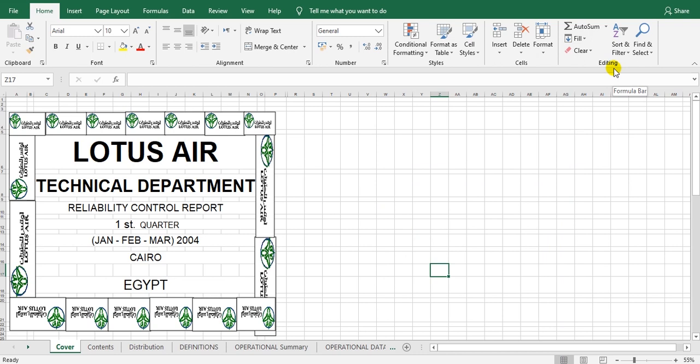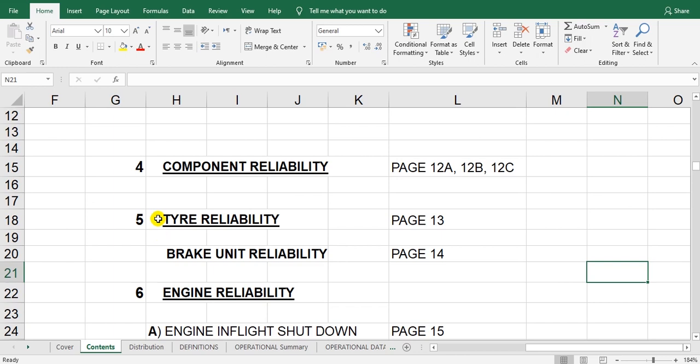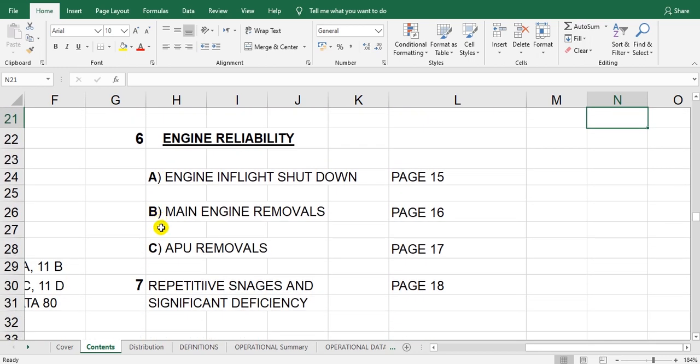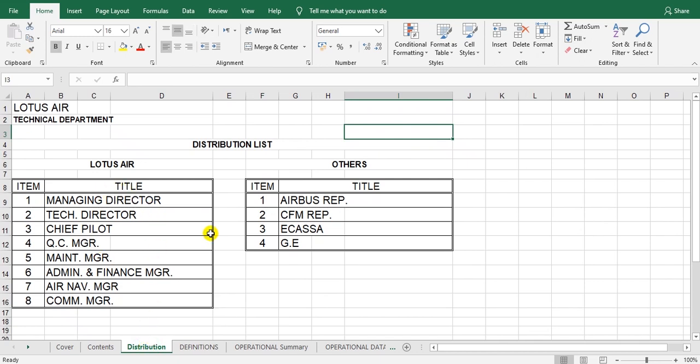I will continue to explain the reliability report. This is the cover page of the report, and this is the page of contents we explained before. And this is the distribution for the output, exterior and interior. This is exterior: Airbus representative, CFM, okay. And this is the interior we spoke before.